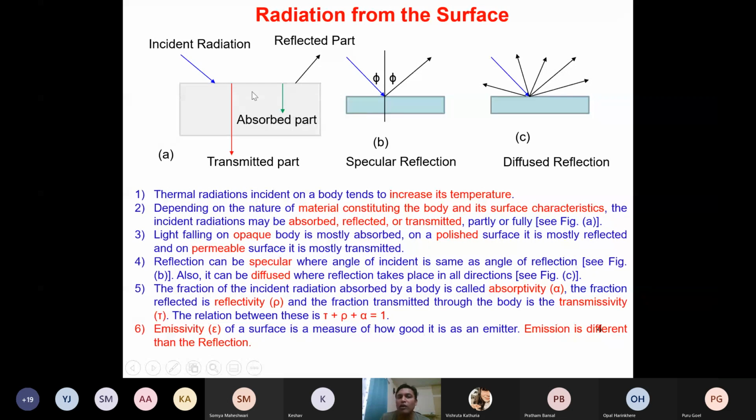Reflection is basically whatever incident radiation is there, if that directly gets reflected, that is reflection. But emission is based on whatever temperature the body has; it emits radiation on its own. So that is the emission. So emission and reflection are different.